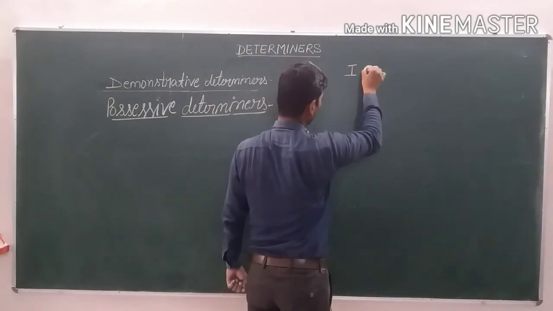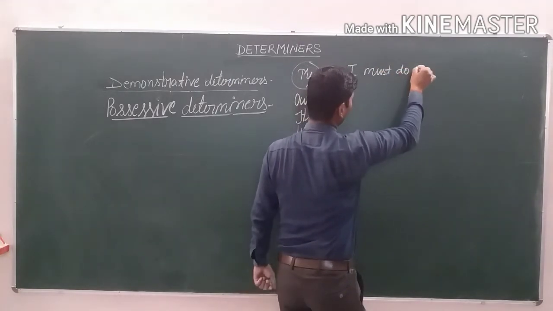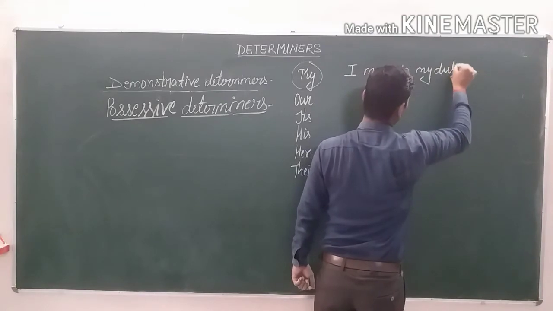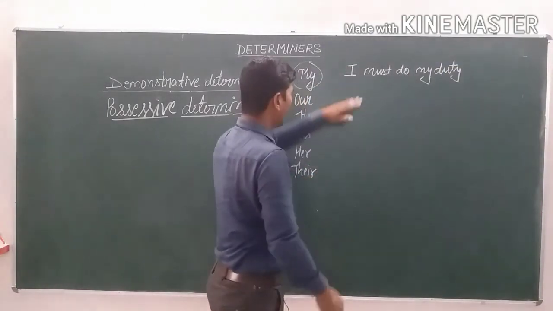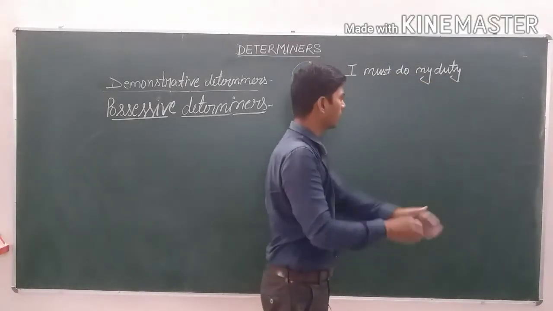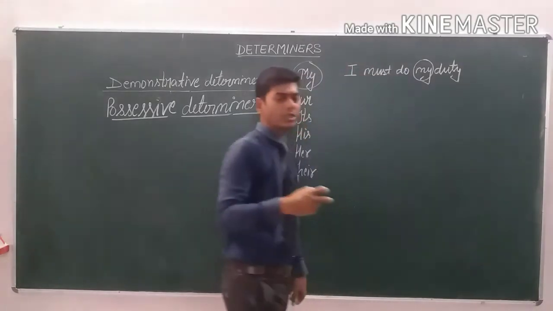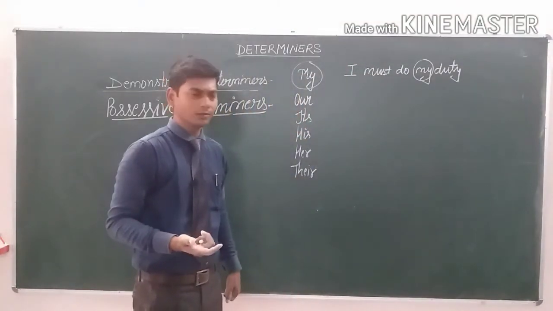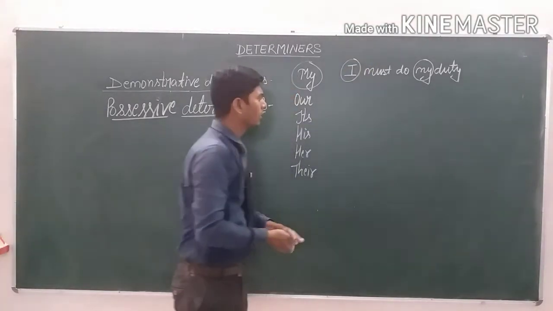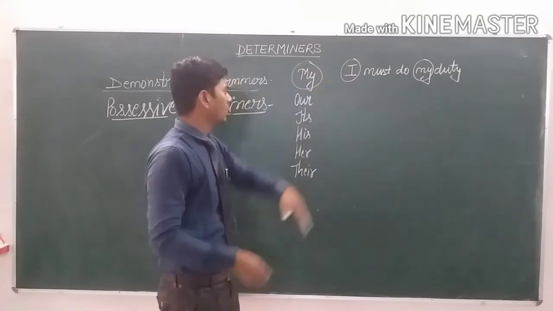I am going to note down. We can clarify through a single sentence. I must do my duty. I must do my duty. Here the word my is a possessive determiner, right? And the word I is the possessor, right?